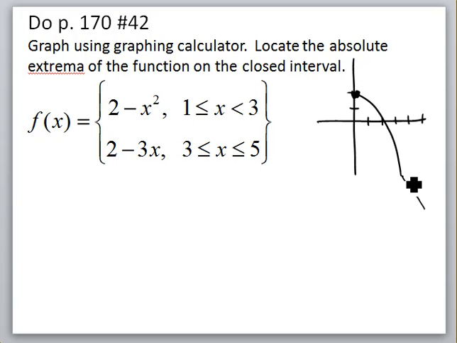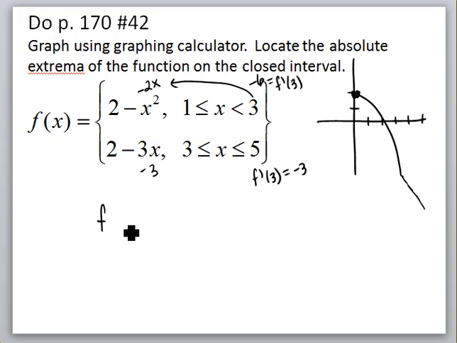And you'd also be able to see that because if you took the derivative here, you'd get -2x. When you plug in 3, you'd get -6 for the derivative at 3. Well, on this one, if you took the derivative, you get -3. So that means the derivative at 3 for this one is -3. Since these two derivatives are not the same value, you know that there has to be a cusp or a corner. So the absolute extreme I can see from the picture would have to be at 1, and it would have to be at 5.